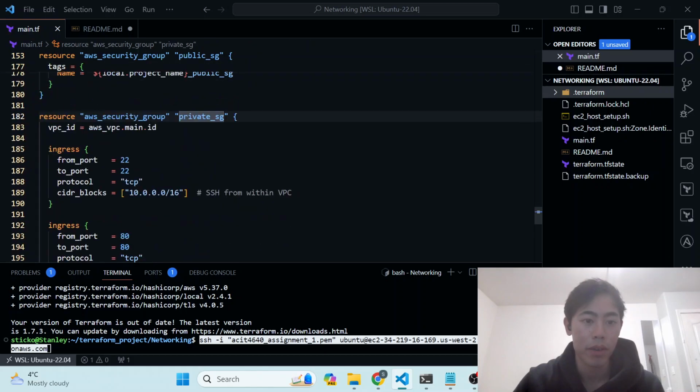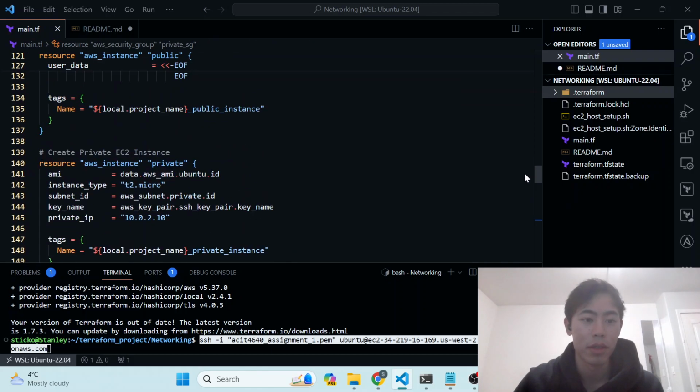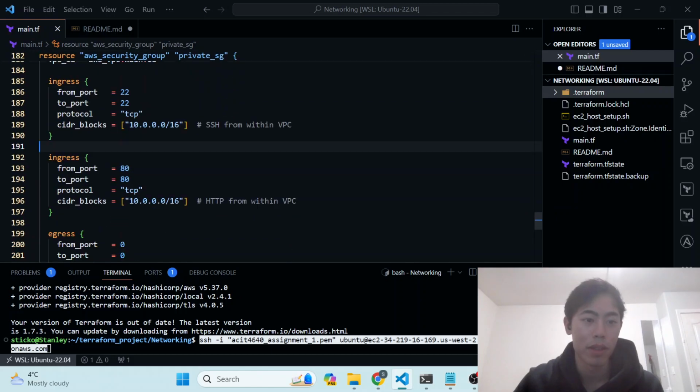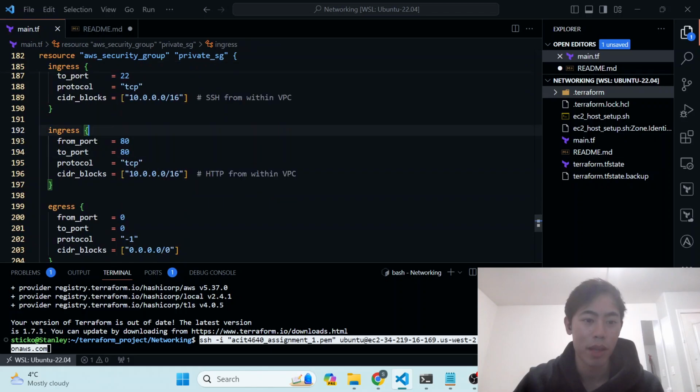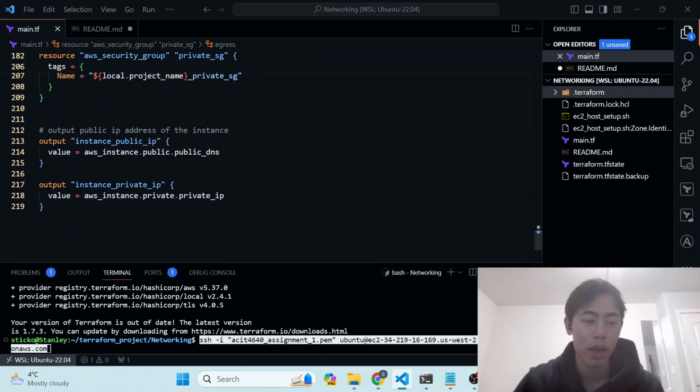Next is the private security group. Same practice, except not set from everywhere. It's only set to the public instance. Yeah, what am I saying? It is instance. Same time here, we're going fast. Inbound, same thing, but for HTTP, public instance. And then outbound is any protocol from anywhere.